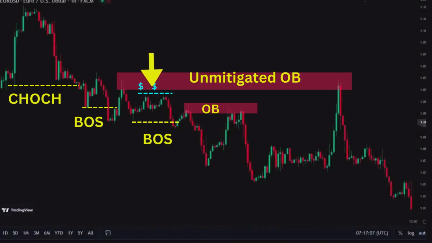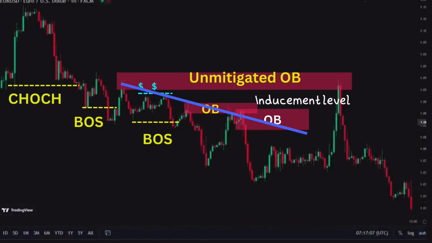So guys, always be sure to identify the inducement levels on the chart and avoid trading from them. And always be sure to trade from areas like this area, where a liquidity pool is resting below it, because definitely price in the future will come after the liquidity pool and take more profit. So guys, this was the most important tip that you should consider in your trading plan to avoid getting trapped by market makers and take more profit.